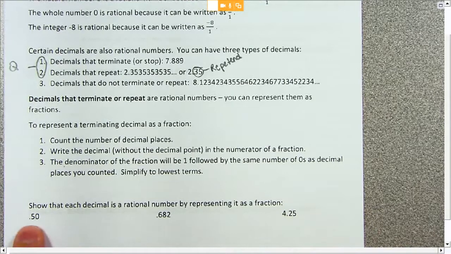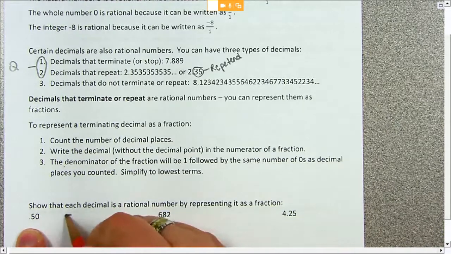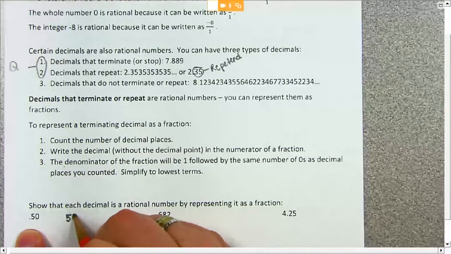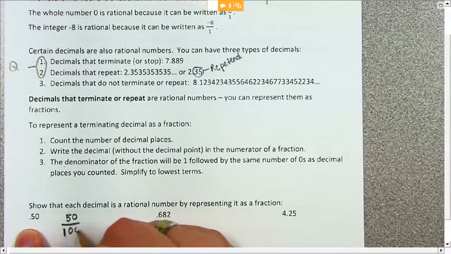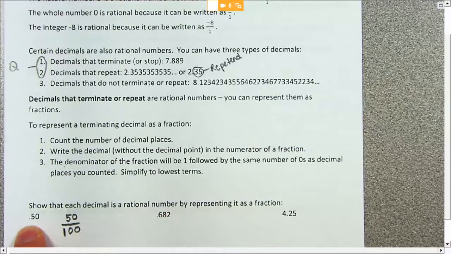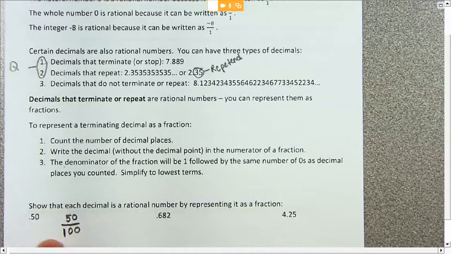So let's look at 0.50. You could just say 0.5 if you wanted, but since I have 0.50 here, how many decimal places are after the decimal? 2, right? So what I'm going to do is I'm going to take 50, and I'm going to write it over top of 1 followed by 2 zeros. So 0.5 is the same as 50 over 100. And you know what? We can reduce that, right?